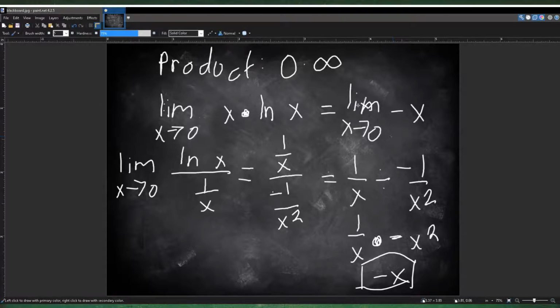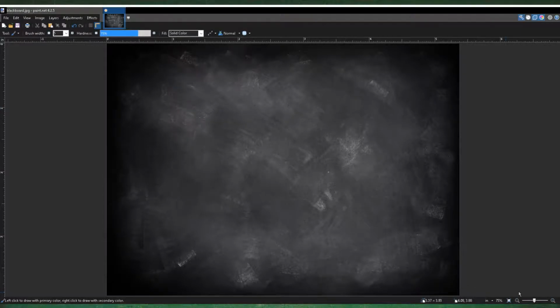So negative x is not going to become an indeterminate of anything, right? Because it has to be one of the 7 cases, and for sure it's not going to be any of those 7 cases. So all you have to do is just plug in the x. So you plug in x's in here, right? So negative 0 is just 0. So that basically tells us that the limit as x approaches 0 of x times ln of x is equal to 0. And that's basically the product rule for indeterminates.